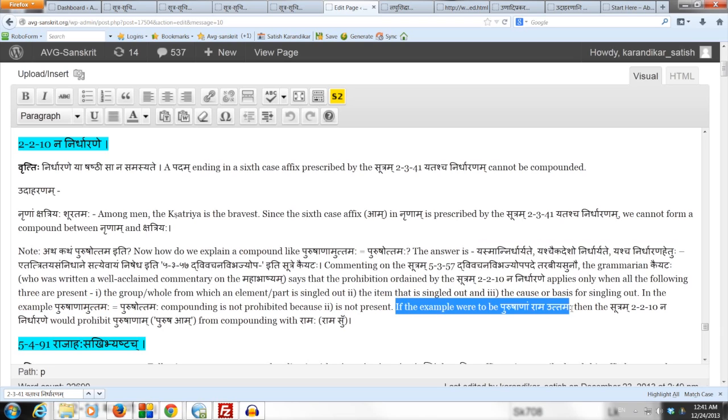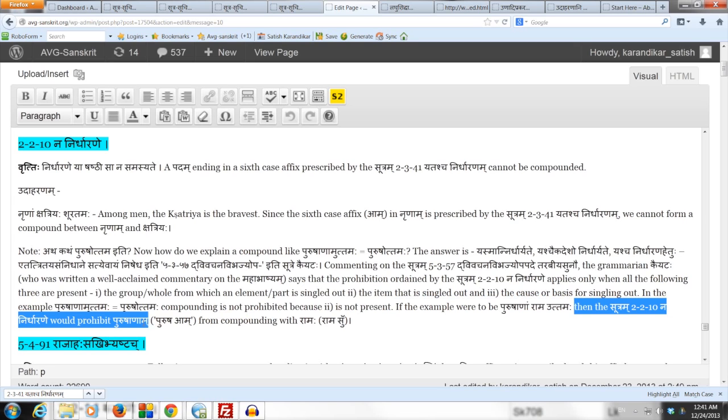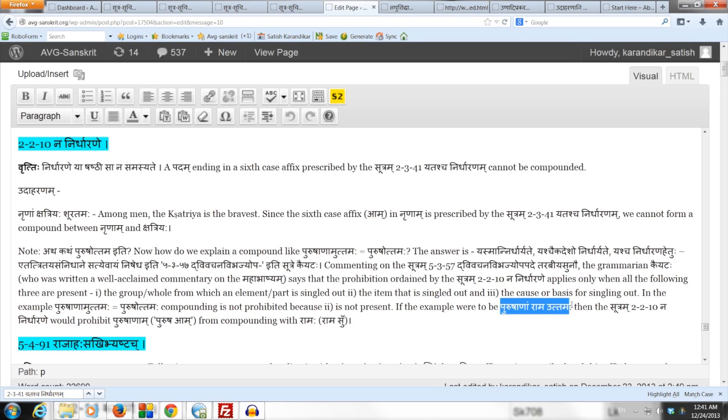Now, if you make the example Purushanam Ramaha Uttamaha, Sri Ramaha is the best among men, then the Sutram 2-2-10 Na Nirdharane would prohibit compounding between Purushanam and Ramaha. The important thing to keep in mind here is that in the example Purushanam Ramaha Uttamaha, the Shashti Bhakti used in Purushanam is Nirdharane Shashti, because we do have the group from which a person is being singled out.